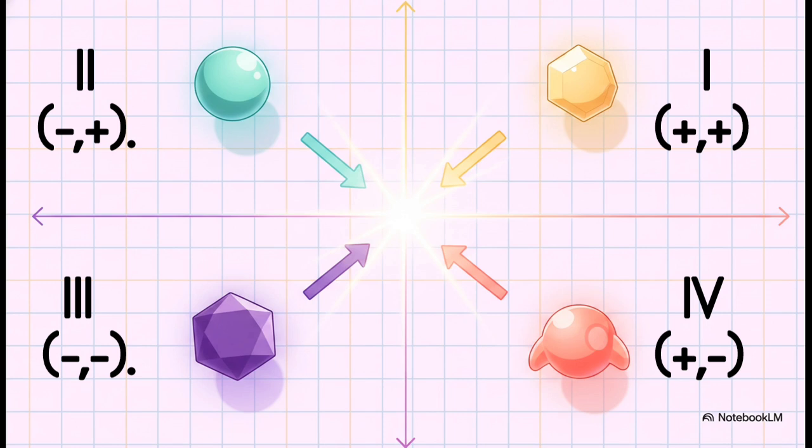If both numbers are positive, you're hanging out in quadrant I, up in the top right. If x is negative but y is positive, you slide over to quadrant 2 in the top left. If both are negative, you drop down to the bottom left, quadrant 3. And finally, if x is positive but y is negative, you're down in the bottom right, quadrant IV.